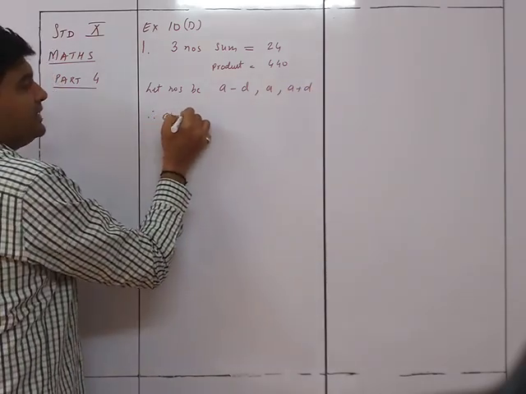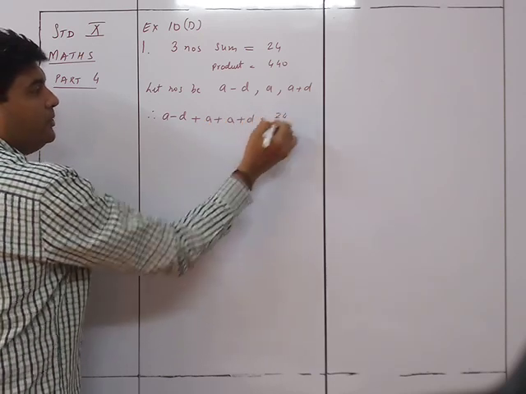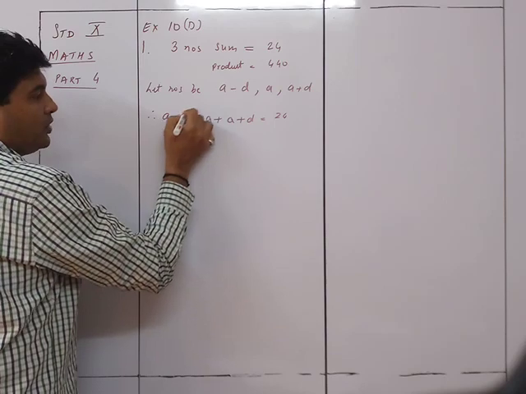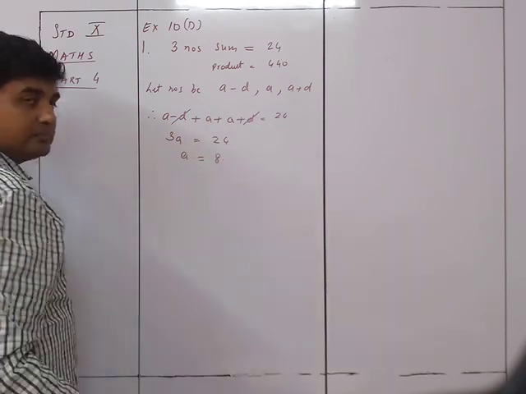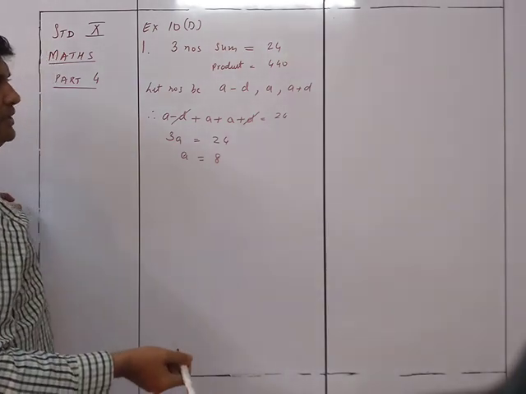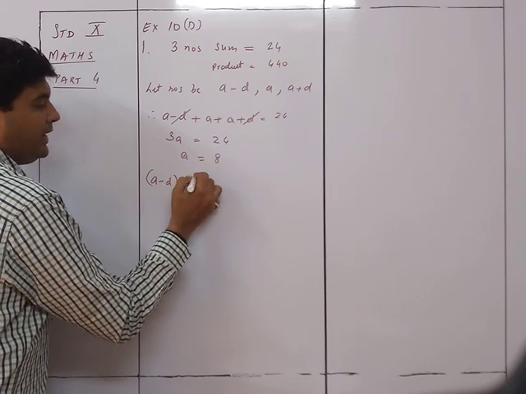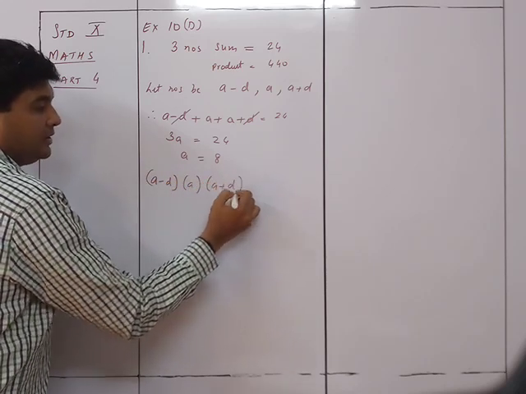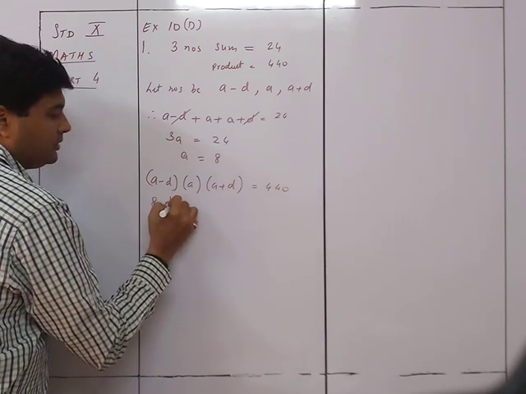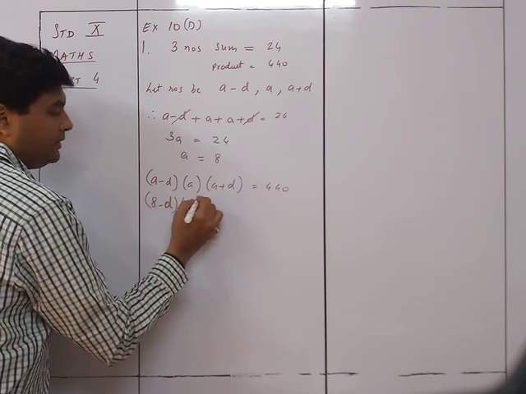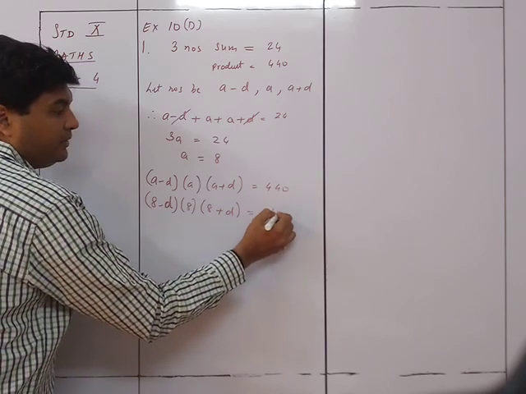Therefore, A minus D plus A plus A plus D is equal to 24. So 3A, because the D terms cancel, is equal to 24. Therefore, A is equal to 8. You can see, very simple. Now you multiply them. So (A minus D) into (A plus D) into A is equal to 440. So it is (8 minus D) into (8 plus D) into 8 is equal to 440.